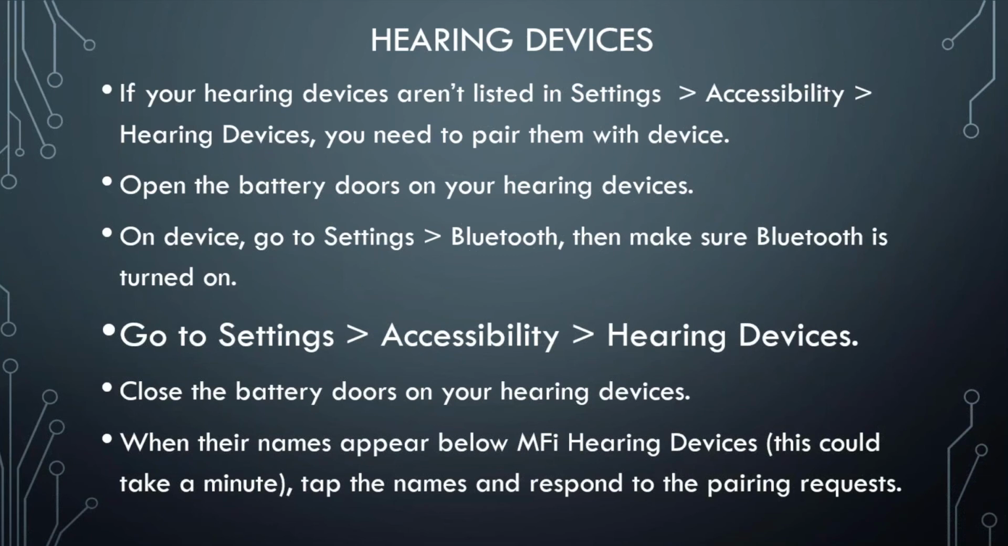So first, again, similar to the switches, you would have to connect the devices via Bluetooth to your iPad or your iPhone, and then you would have to make sure that Bluetooth is turned on. Once it's connected via Bluetooth, then you would go to Settings, Accessibility, and then Hearing Devices. You would close the battery doors on your hearing devices. That just depends on the type of hearing device. That usually would be for the special hearing aids that can connect, as opposed to AirPods or whatever. They don't obviously open the battery doors on those.